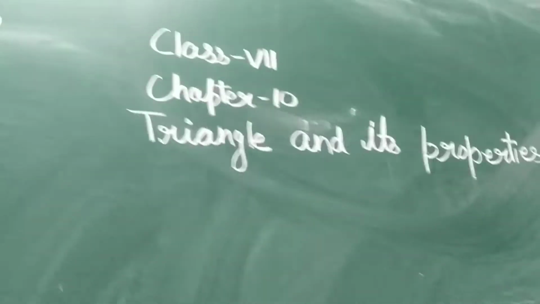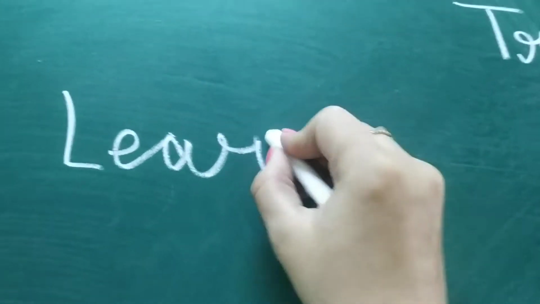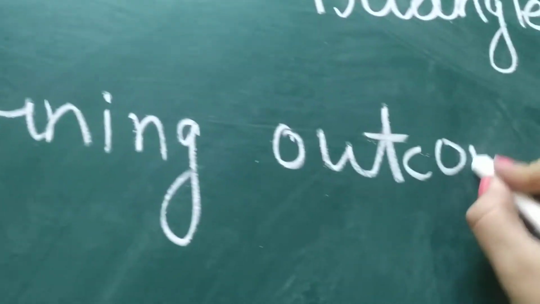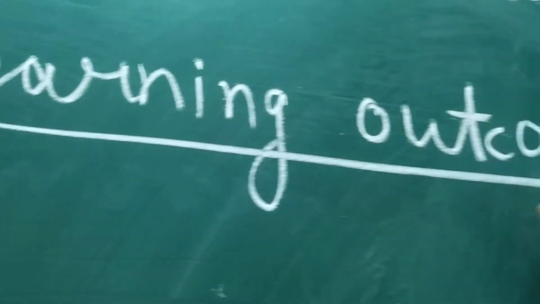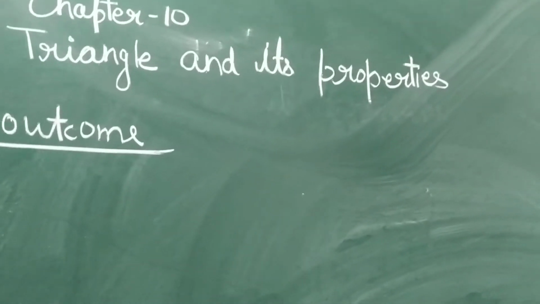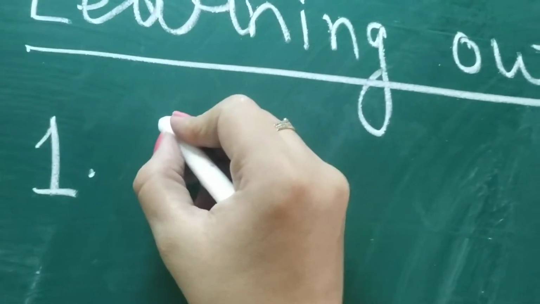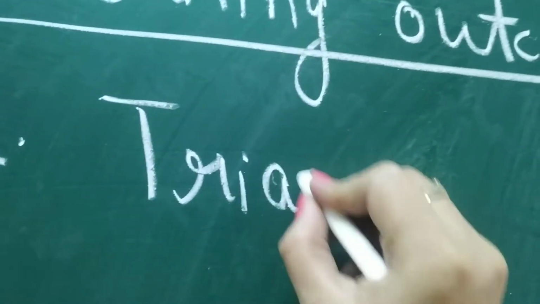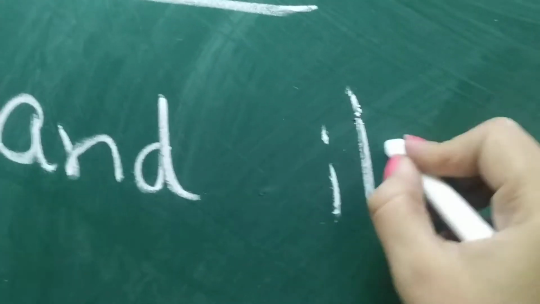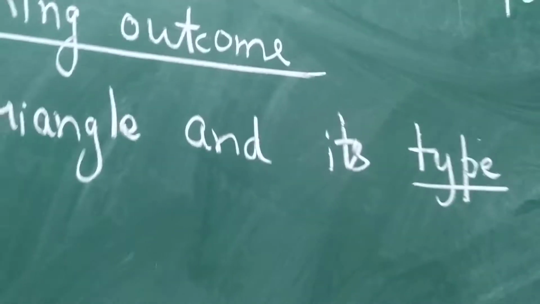So let's start with the learning outcome of this chapter. Learning outcome means what we are going to learn from this chapter. Triangle क्या होता है everybody knows, but triangle के साथ साथ we will talk about its properties. So first learning outcome is what is a triangle and its types. There are so many types of triangles, so we will talk about different types of a triangle.